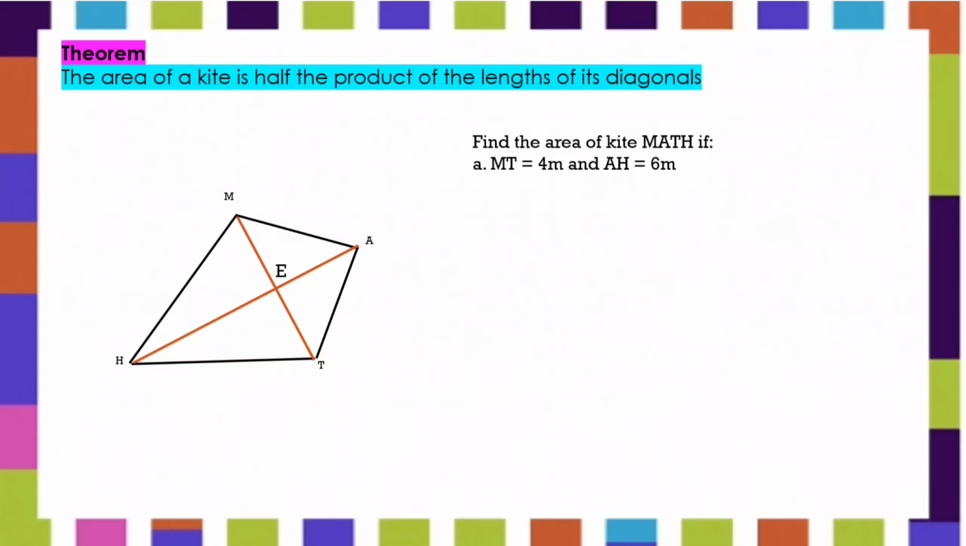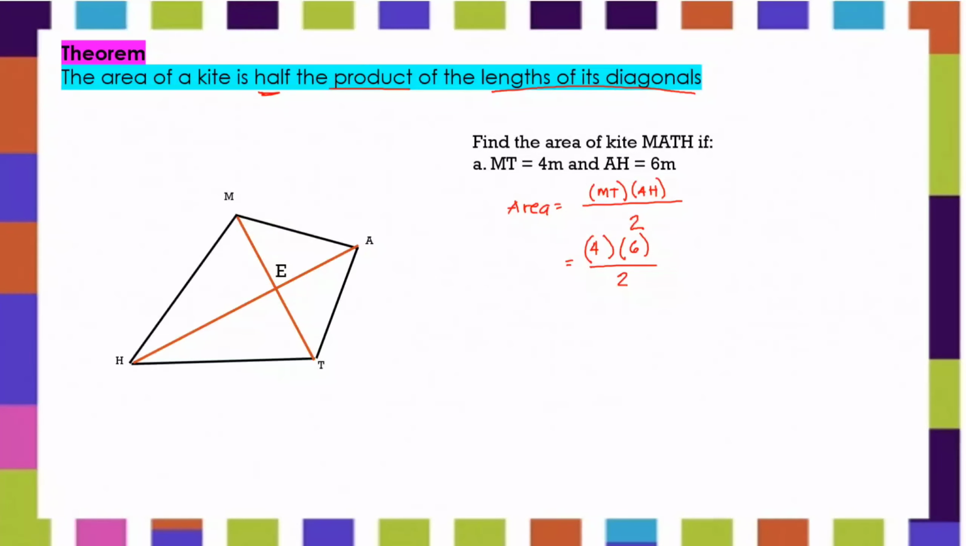Ang sabi dito, the area of a kite is half the product of the length of its diagonal. Ibig sabihin, yung area natin, the area of a kite, is just half. So, i-divide lang natin sa 2 yung product nung dalawang diagonal. So, MT and AH. Okay? So, if we're going to simplify, ang measure ng MT natin ay 4 meters. At yung AH natin ay 6 meters.